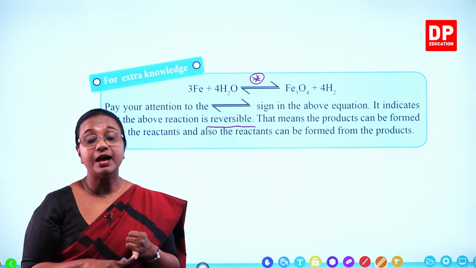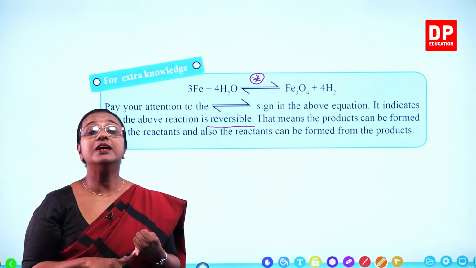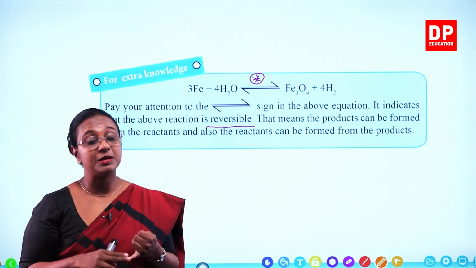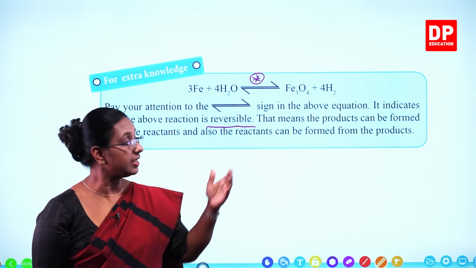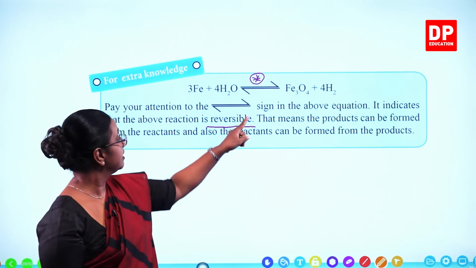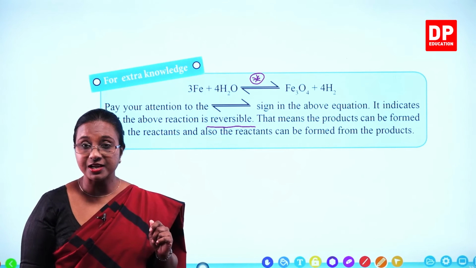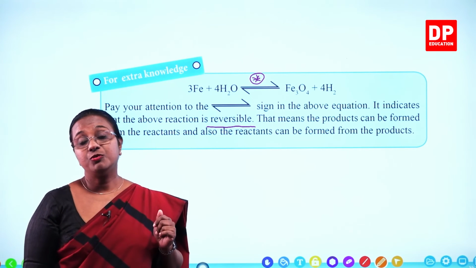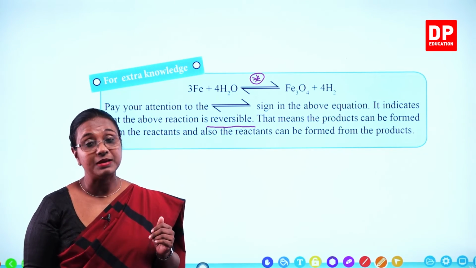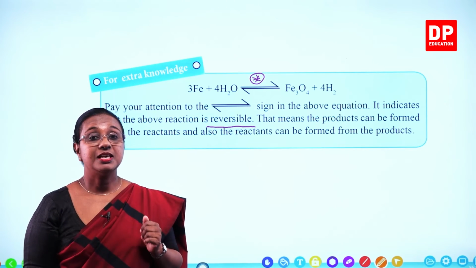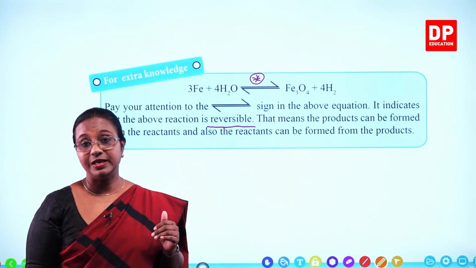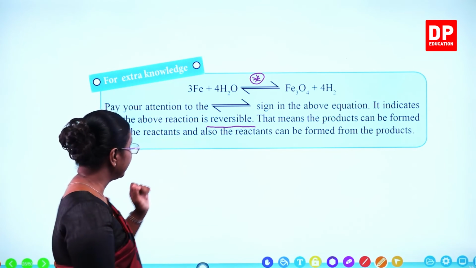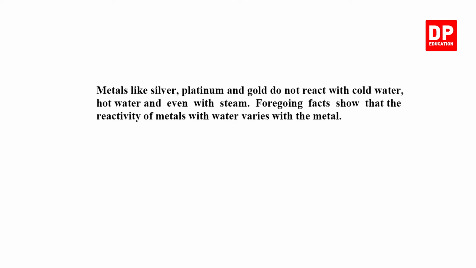Whereas zinc and aluminium form the oxide and liberate hydrogen gas. Iron forms this type of oxide and liberates hydrogen gas, but it is a reversible reaction. Then if you consider the other metals, silver, platinum and gold, they do not react with water. So with that, students, I will move on to the next slide.